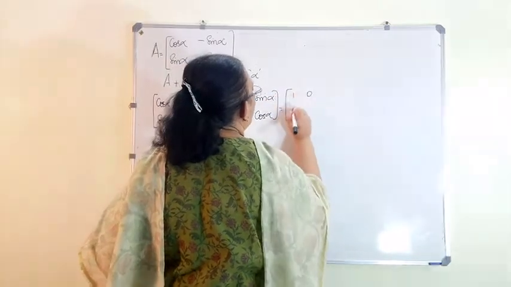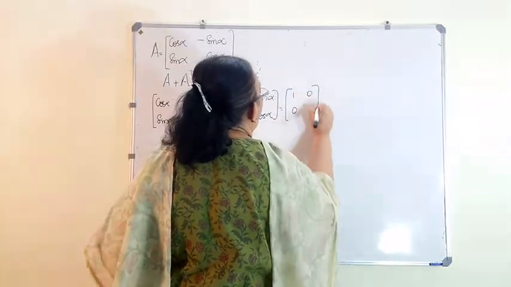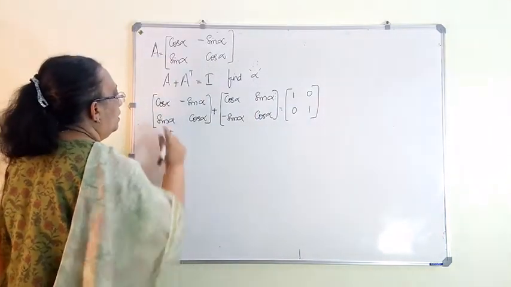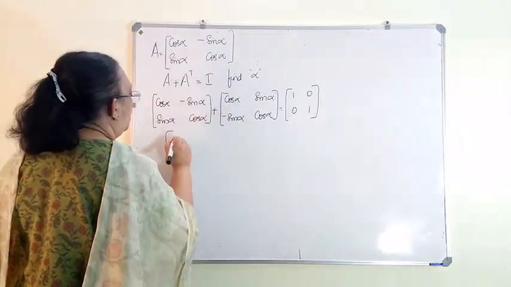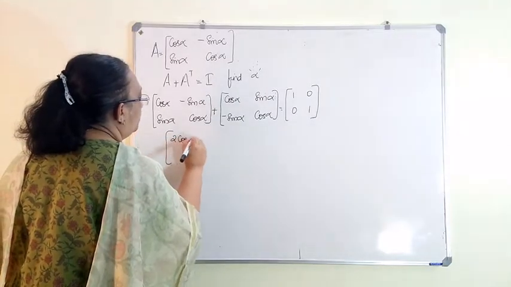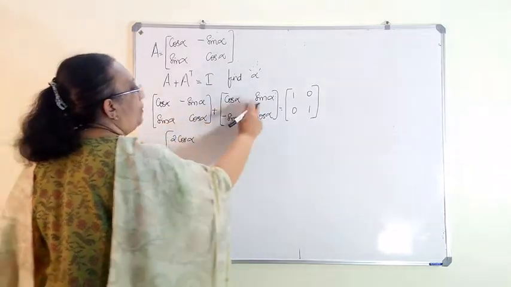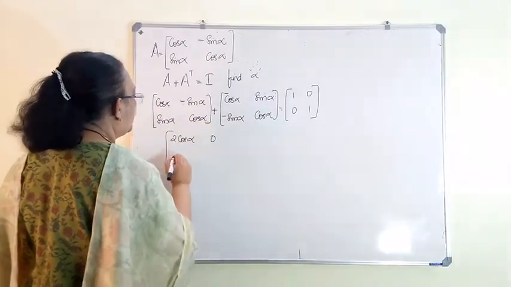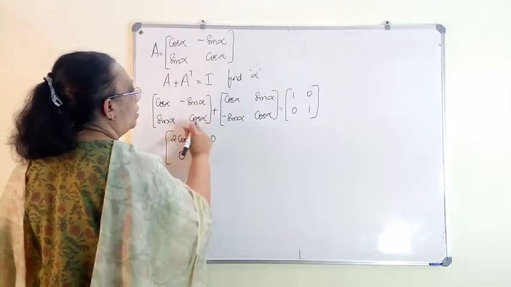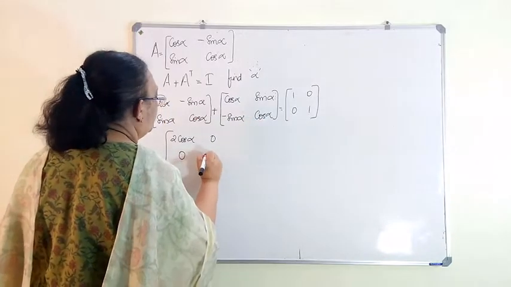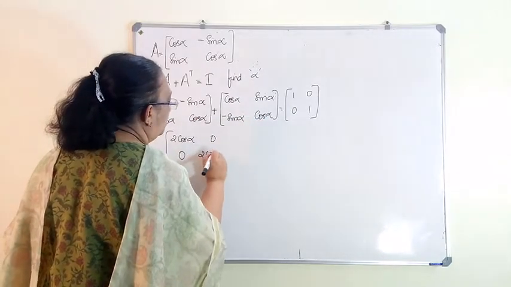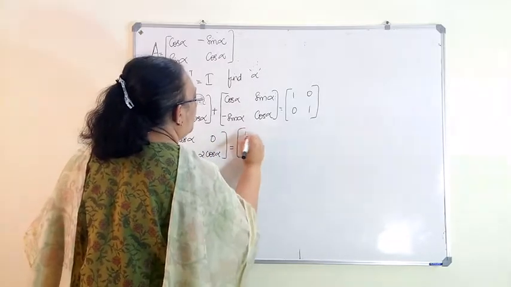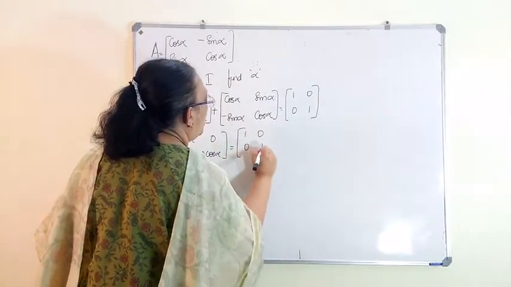1, 0, 0, 1. Okay. Add the corresponding elements. Cos alpha plus cos alpha, 2 cos alpha. Minus sin alpha plus sin alpha, 0. Sin alpha plus minus sin alpha, 0. Cos alpha plus cos alpha, 2 cos alpha is equal to 1, 0, 0, 1.